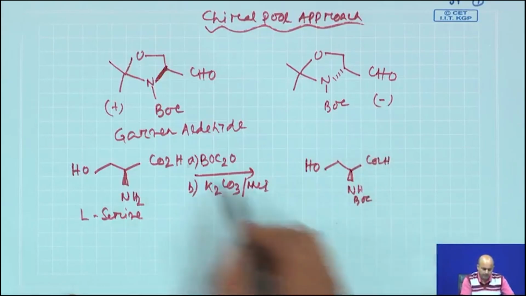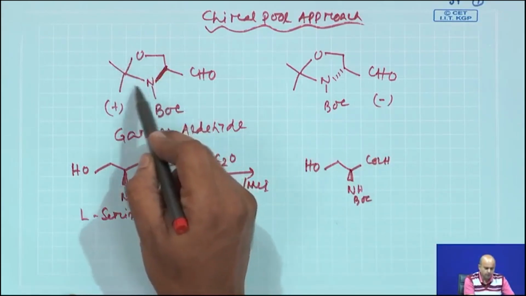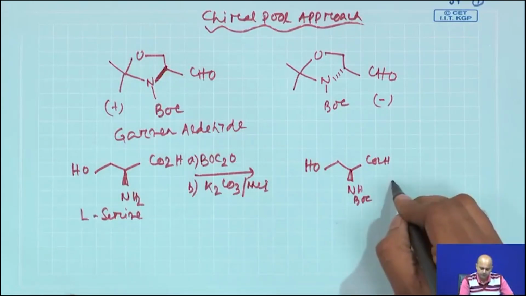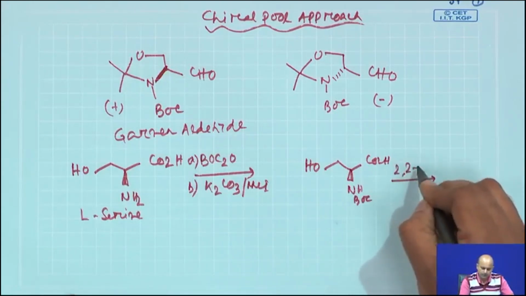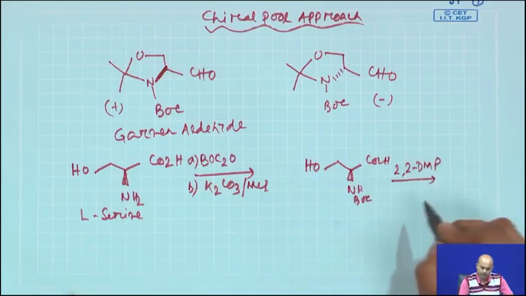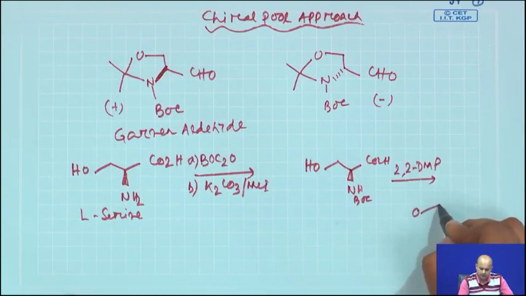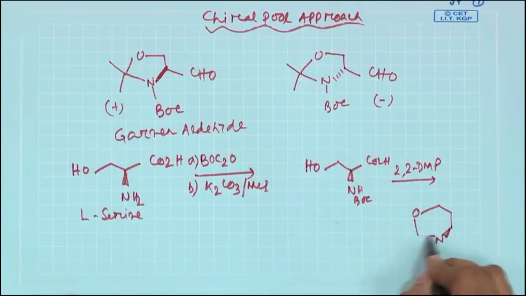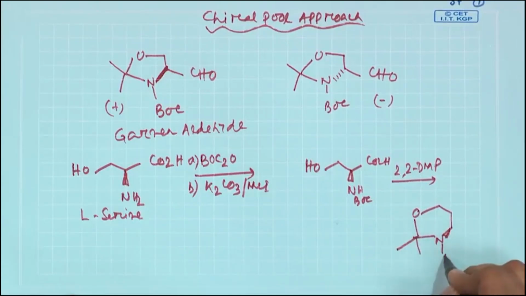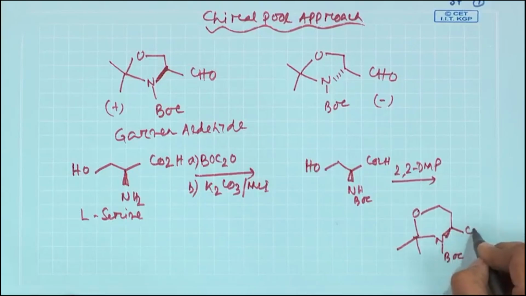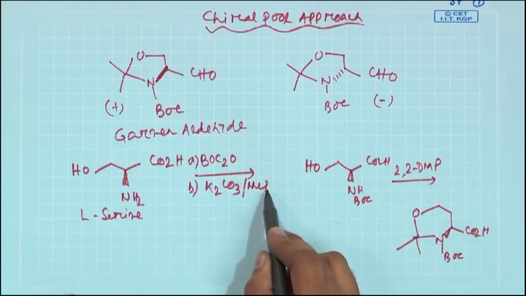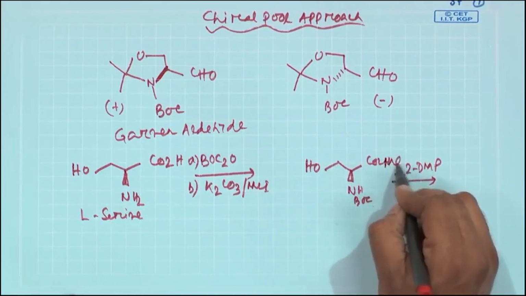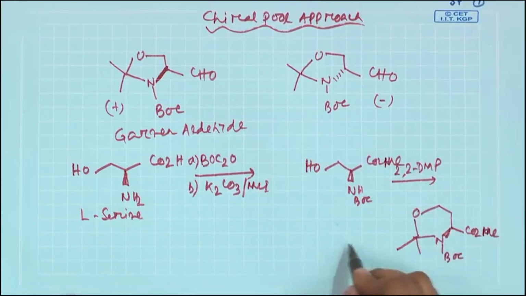Now, an acetonide protection is there in the target molecule. So, it was simply treated with 2,2-DMP or 2,2-dimethoxypropane to protect the alcohol and the amine group as its acetonide. The Boc remains the same, and then you have this CO2H. Now, if you use potassium carbonate and methyl iodide here, it will convert this carboxylic acid to the methyl ester, this is also required.